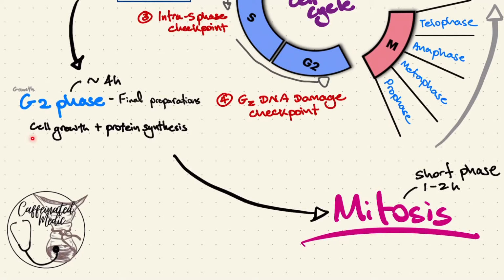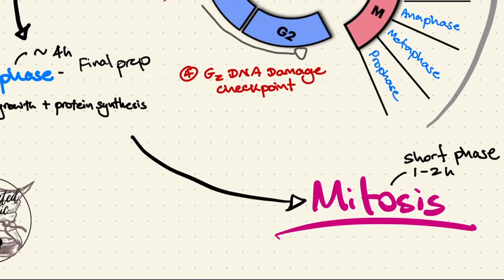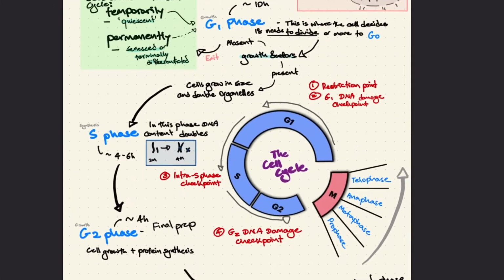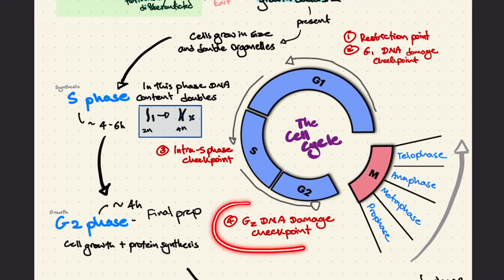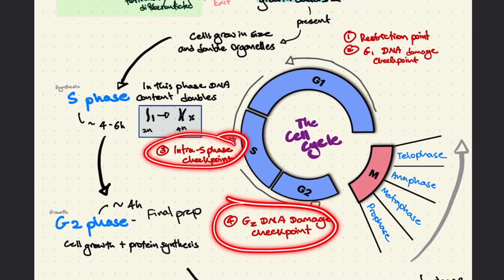In this phase, cell growth and protein synthesis take place, followed by the third DNA damage checkpoint, known as the G2 DNA damage checkpoint. The integrity of the genome is crucial, and this is demonstrated by the presence of not one, not two, but 3 DNA damage checkpoints.